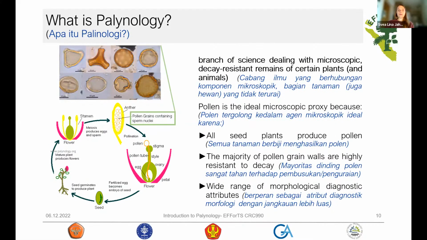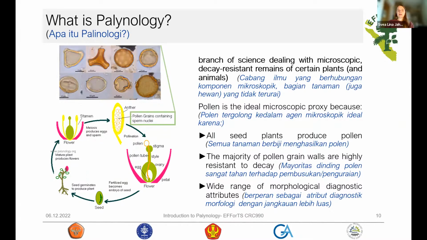And the pollen itself is the ideal microscopic proxy because, first of all, seed plants, as you know, produce pollen. And the majority of this pollen has a pollen grain wall, which is highly resistant to decay. So it can prevail over millennia, meaning that if you actually study an environmental archive, for example, a sediment core, you will find pollen in there, which is already quite old.